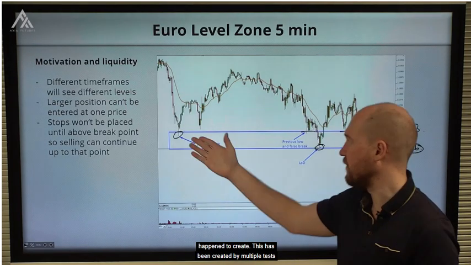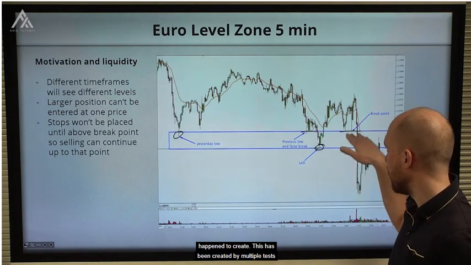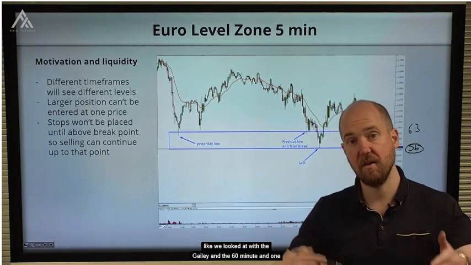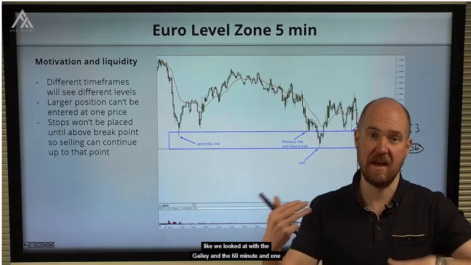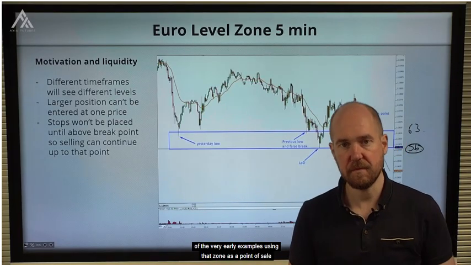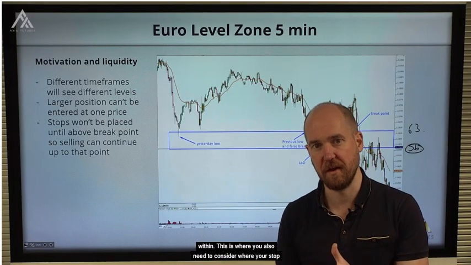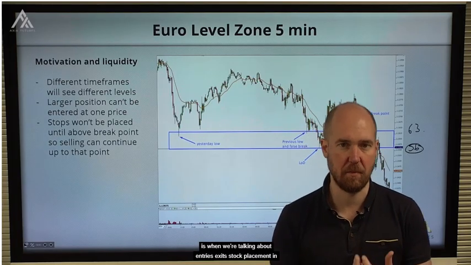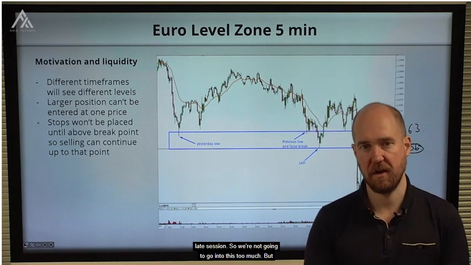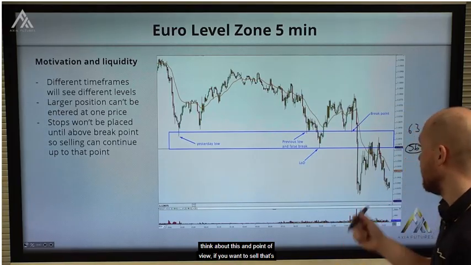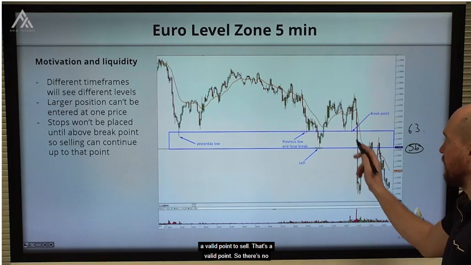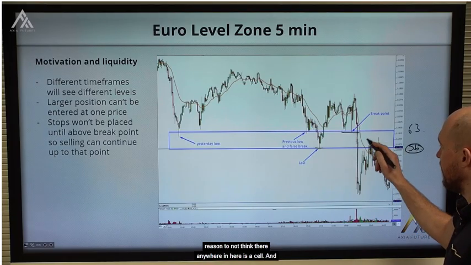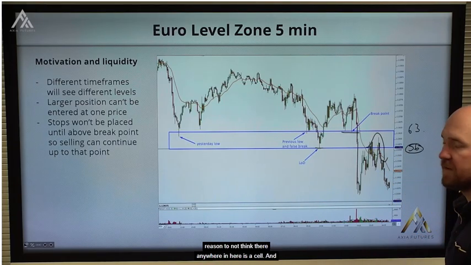Think about what's happened to create this. This has been created by multiple tests of a similar area. And as such, you can use that entire zone, like we looked at with the daily and the 60-minute in one of the very early examples. You're using that zone as a point to sell within. This is where you also need to consider where your stop is. We'll talk about entries, exits, stop placement in a later session, so we're not going to go into this too much, but think about this from the point of view. If you want to sell, that's a valid point to sell. That's a valid point to sell. There's no reason to not think that anywhere in here is a sell.